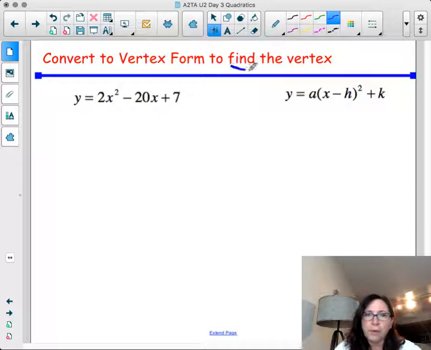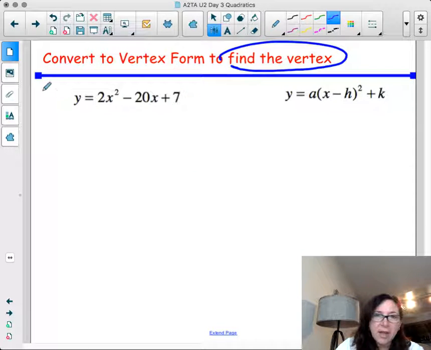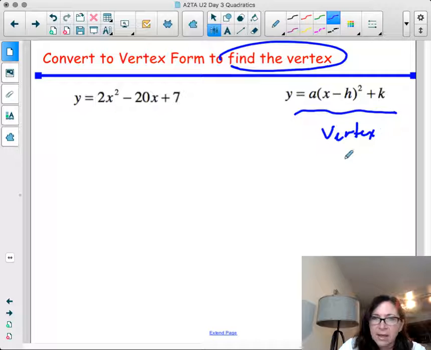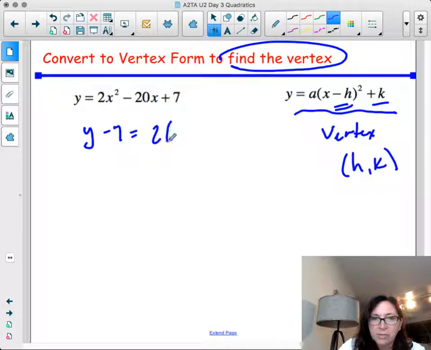Convert to vertex form by finding the vertex. This right here is vertex form again. My vertex, again, is in the form of (h, k). Notice opposite, same. First step is move the 7 over. So y minus 7 equals 2 times x squared minus 10x.